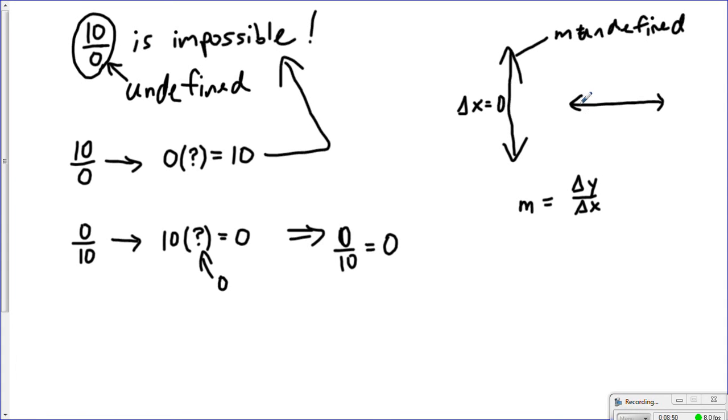A horizontal line, x is changing as we move to the left and to the right, but y is not changing. So there is no change in y. So the numerator of the slope ratio equals 0, but the denominator doesn't. So the slope of a horizontal line is 0. And it's based on understanding the difference between something divided by 0, non-zero divided by 0, which isn't defined, and 0 divided by non-zero, which is 0. If you understand that, you understand why a vertical line has an undefined slope and a horizontal line has a slope of 0.